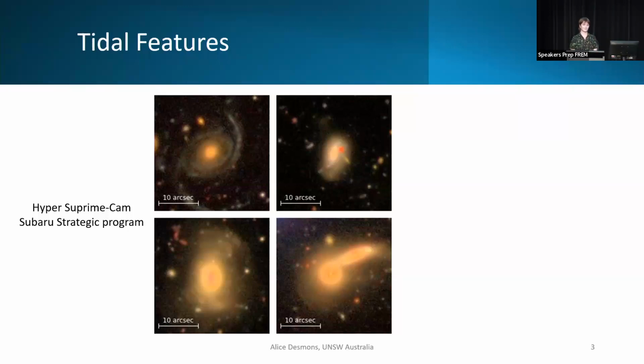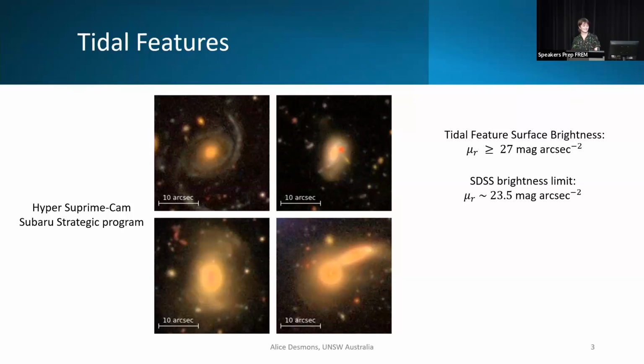To perform this kind of analysis, we need a large sample of galaxies with tidal features, which is hard to do for two reasons. First of all, they have extremely low surface brightnesses compared to the sky in astronomical imaging surveys like SDSS. And so that makes them hard to detect.